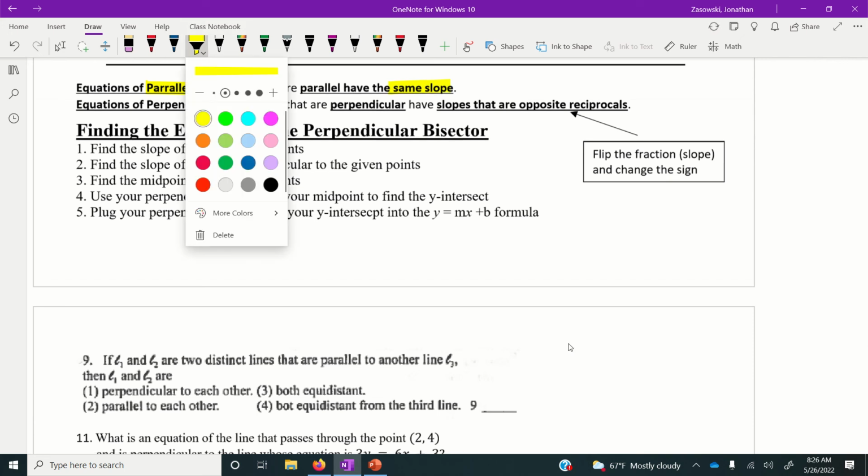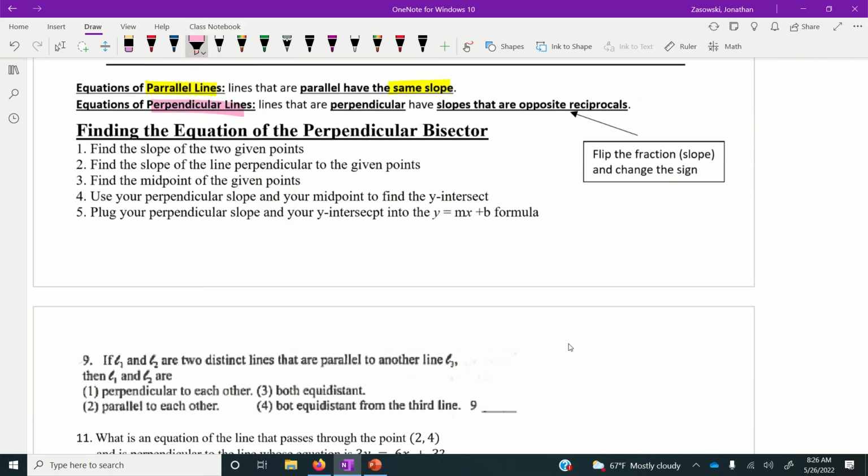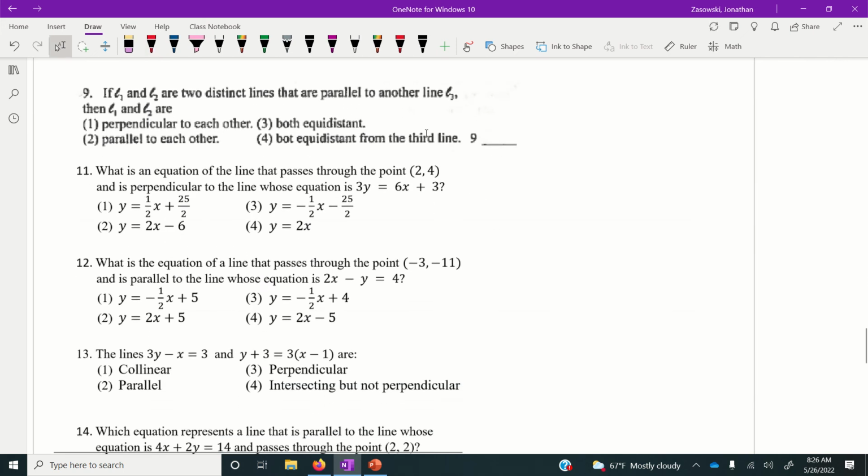And if it mentions that the lines are perpendicular, that means that the slopes are opposite or negative reciprocals. So if there's a fraction, we're going to flip it, and then we're going to change the sign. If it's not a fraction, we'll put a 1 under it and then flip it. All right, we'll do a couple questions.